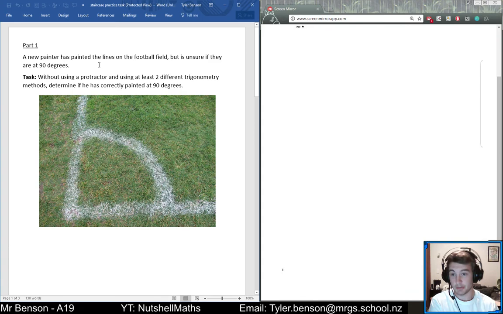A new painter has painted the lines. Hopefully you guys can see everything. Tell me if you can't. A new painter has painted the lines on the football field but is unsure if they are at 90 degrees. Without using the projector, using at least 2 different trig rules methods, determine if he has correctly painted the 90 degrees. I can't actually show you measurements on this computer because it's not going to work like that. But let's have a look.